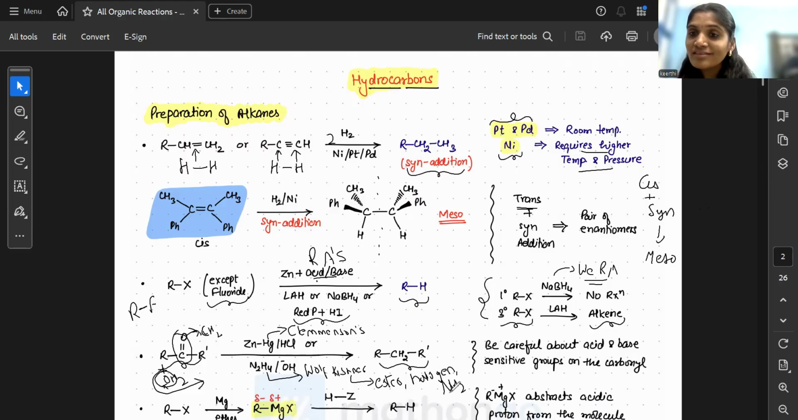What happens if base is there? The base will go and react with the amine group. That is the reason whenever you have base sensitive groups like ester, halogen, and amine group, please go with Clemmensen's reduction. Whenever you have an acid sensitive group like alcohol in the compound, go for Wolff-Kishner reduction.